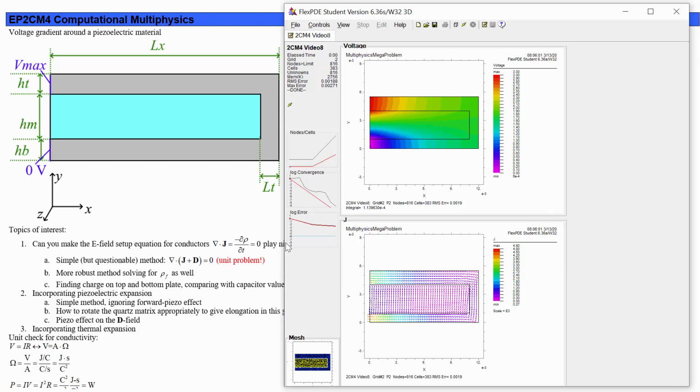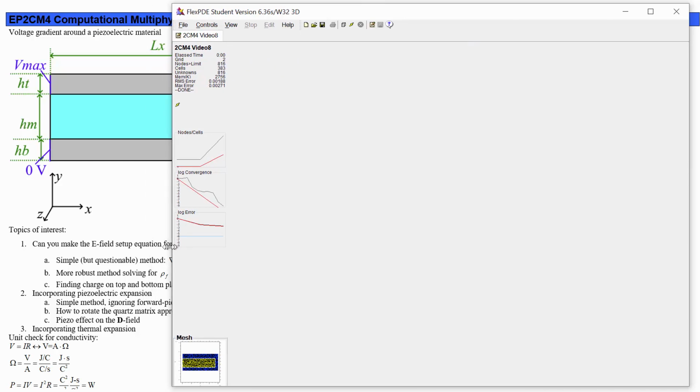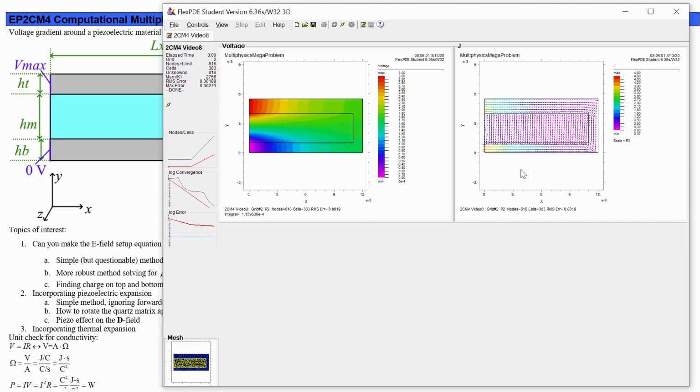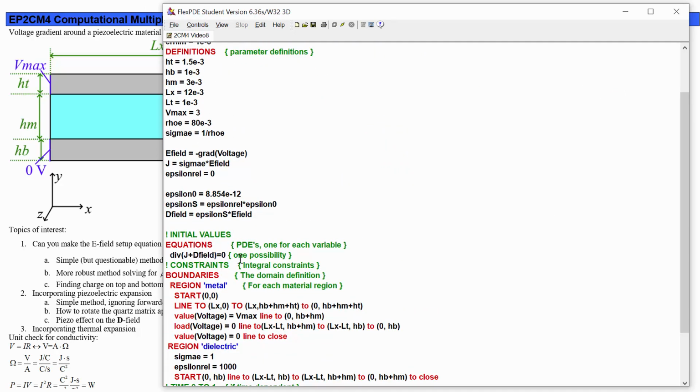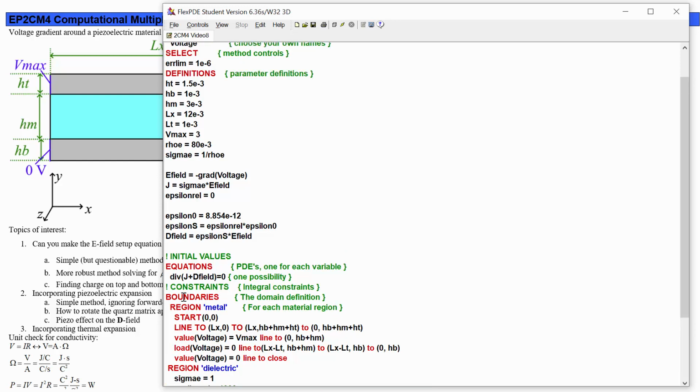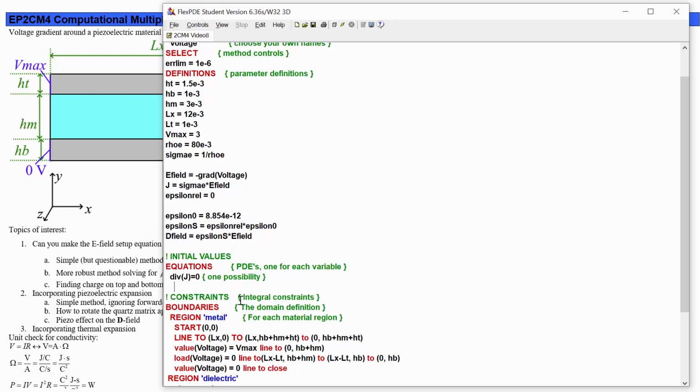But this is a little bit of a funky way to solve things, because it doesn't account for the fact that these two things have different units. So a better way to deal with this, rather than directly adding J and D field, is to make up a separate differential equation. Div of D field is equal to the free charge density.